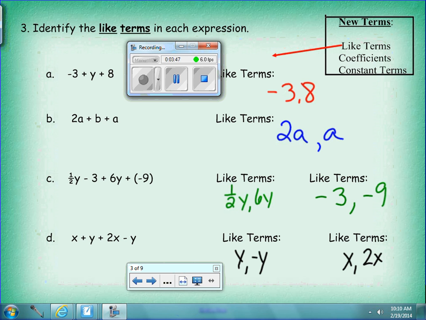So you'll note in D, our like terms are y and -y, x and 2x. Please remember that the sign in front of the number or the variable states if it is a negative or positive. So if you're not sure if it's a negative, look in front of the variable or in front of the integer.